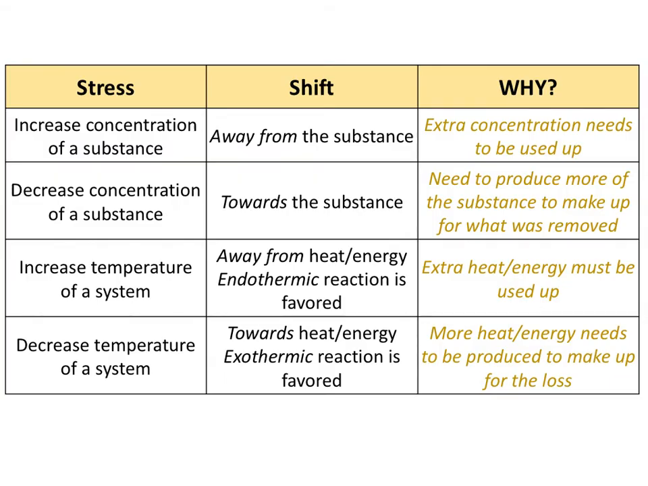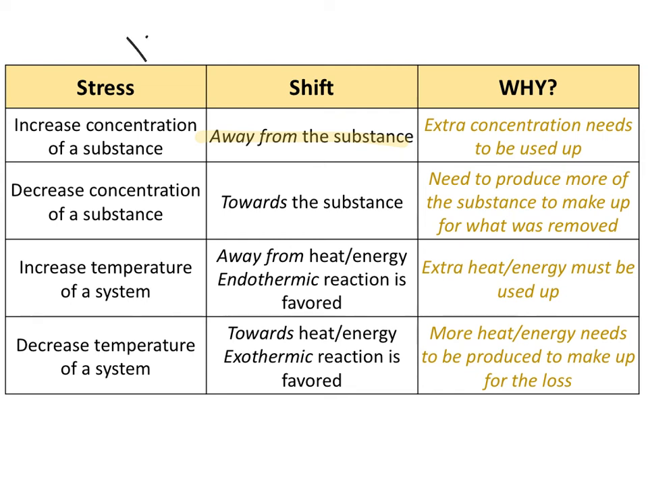And here's a nice summary table for all of that. So let's just read through this real quick. So it depends on the stress. If we increase the concentration of a substance, what shift happens? Well, it's going to shift away. What does that mean? That means if I add more reactants, it's going to produce more product, which is a shift away. If I add more products, it's going to shift away to form more reactants.